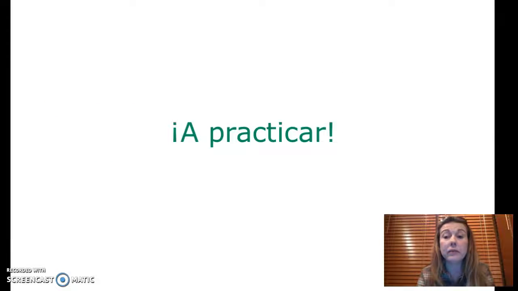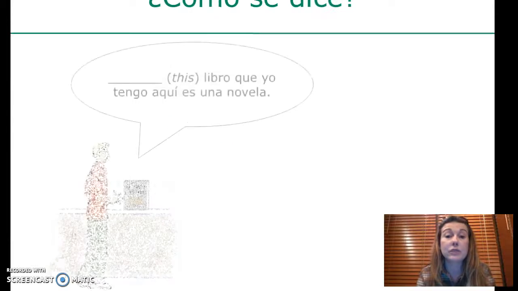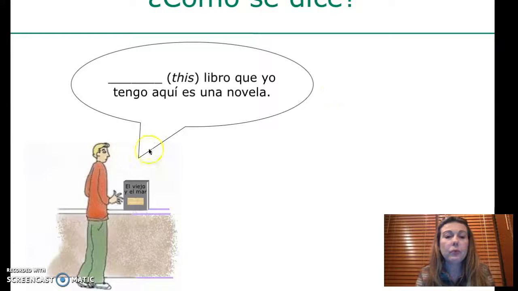So let's practice a little bit so that you can kind of see the differences here. So we have blank libro que yo tengo aquí es una novela. So we're going to use an adjective here because we've got libro, and we want to say this book, right? Now notice there's aquí. So aquí actually always goes with certain forms, and we're going to see those in a minute. It always goes with the this forms or these forms. So clase, what would our answer be here? If we have libro, which adjective are we going to put in the blank?